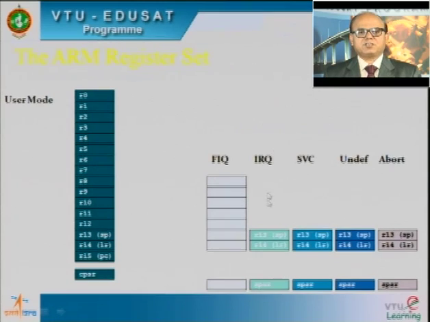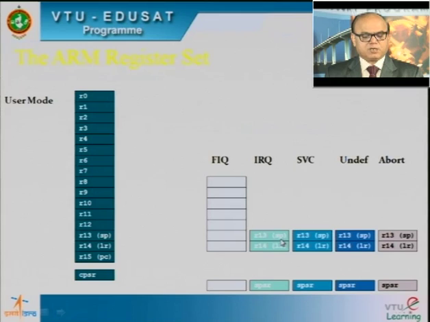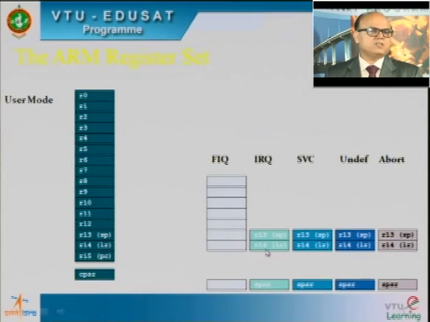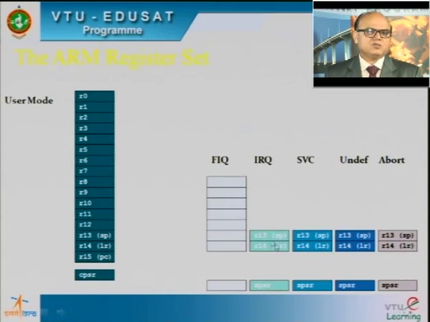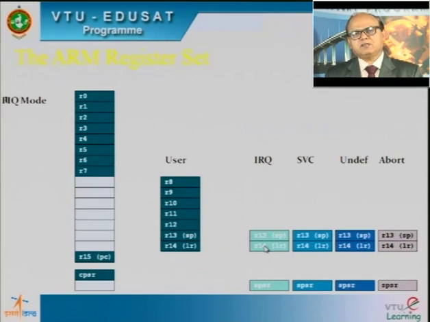In case of interrupt request, we have separate registers called R13 and R14. Separate registers are available if the processor enters the interrupt mode. I have not shown it, but to make it very specific, I can name them R13 IRQ and R14 IRQ. R13 IRQ is physically different from R13 of user mode, and R13 of user mode is physically different from R13 of IRQ. Similarly R14 also. These are 2 exclusive registers which come into operation only when the interrupt request mode is chosen by the ARM processor.